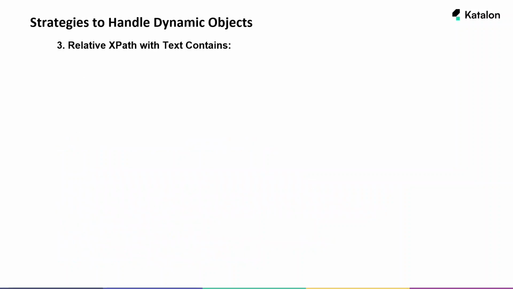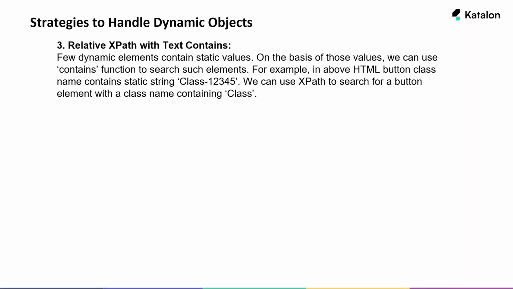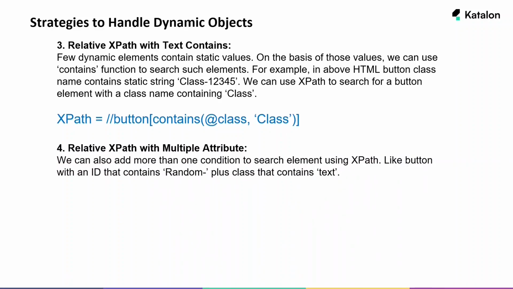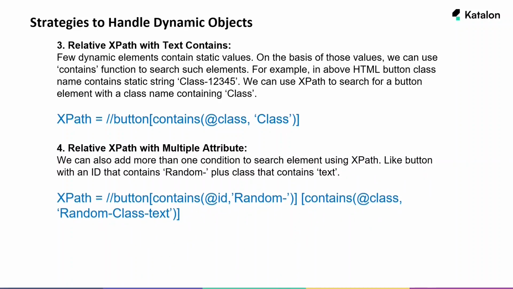And then our next method is relative XPath with text contains. Simple. So what I'm going to do, XPath equal to //button that contains a class. So this class contains what? Part of your class value, which is class. And next method is multiple attribute. Basically, you can use multiple attributes to identify the dynamic objects.